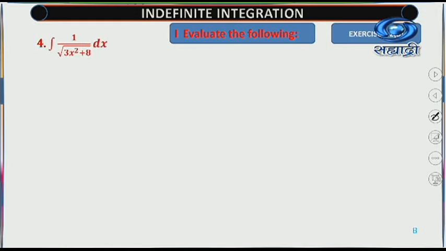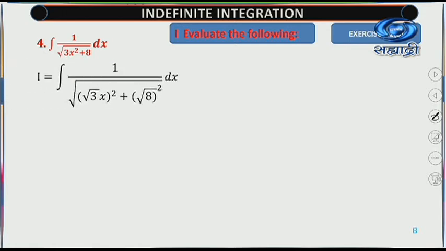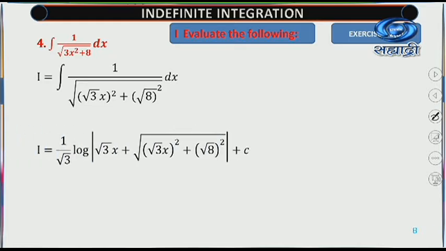Now next example, that is integral 1 upon root of 3x square plus 8. I think you are able to understand what your next formula is. So you recall it. You already studied root of x square plus a square. That formula we are going to use here. So we'll start writing that formula in terms of x plus a. This is as usual. Root 3 is the coefficient of x.